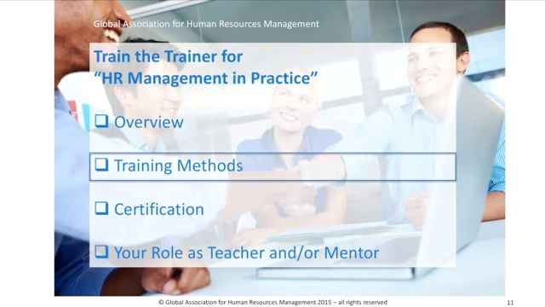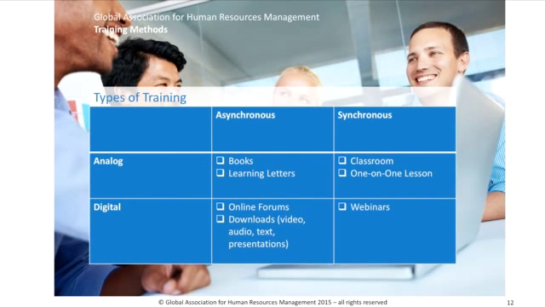With regard to training methods, we can differentiate between asynchronous and synchronous forms of learning. Asynchronous is everything where the learner and the teacher are not in the same time. For example, if an author writes a book and the student reads the book 2 years later, or if an author writes a learning letter and the student reads the learning letter 2 days later. That is the traditional analog form of learning.